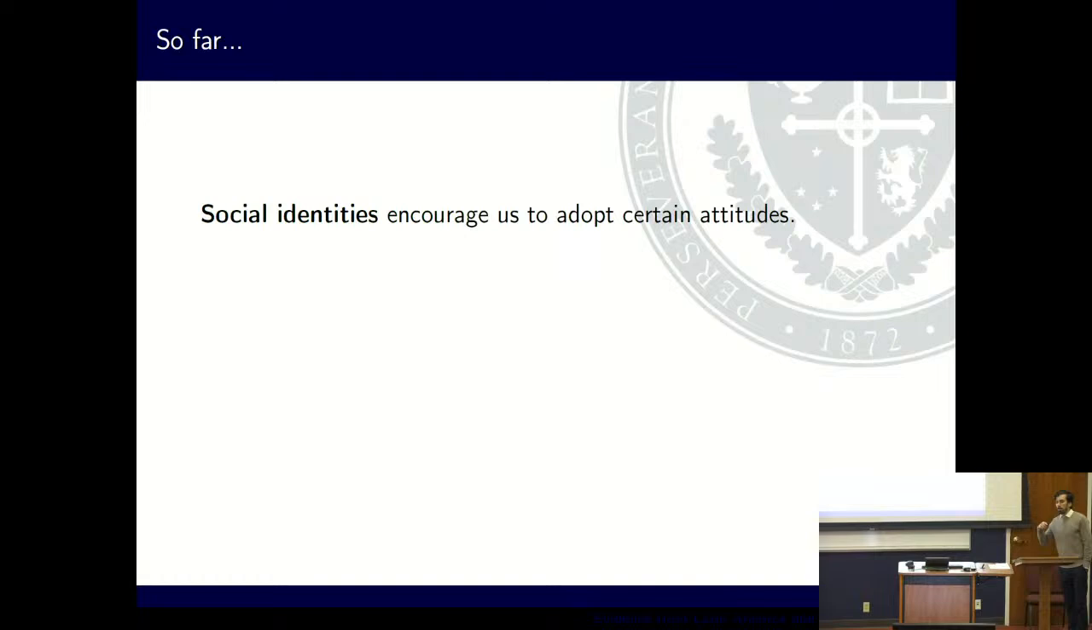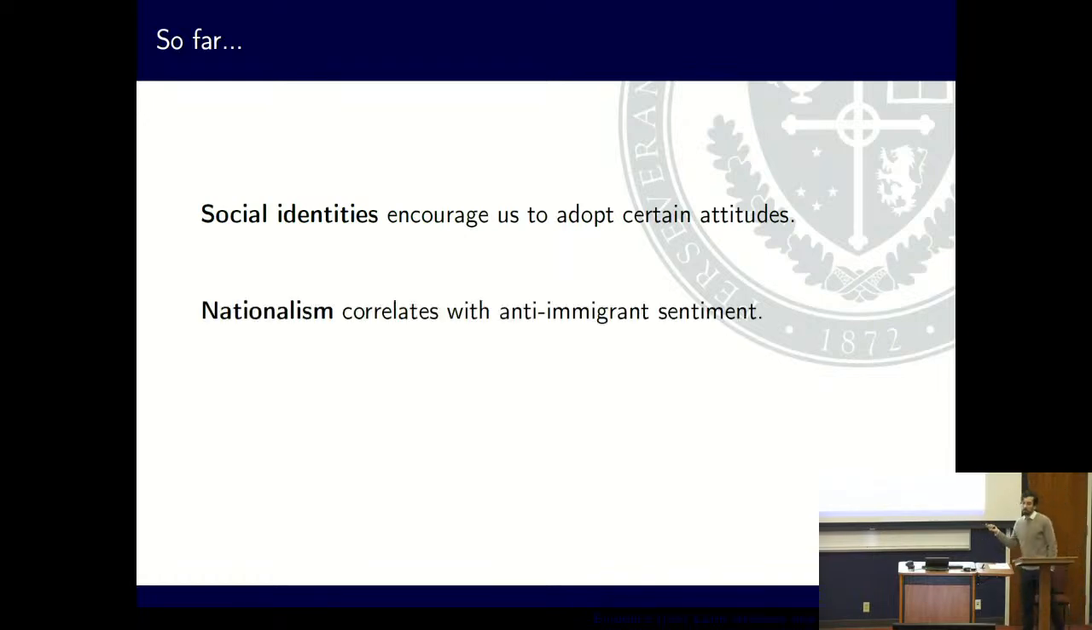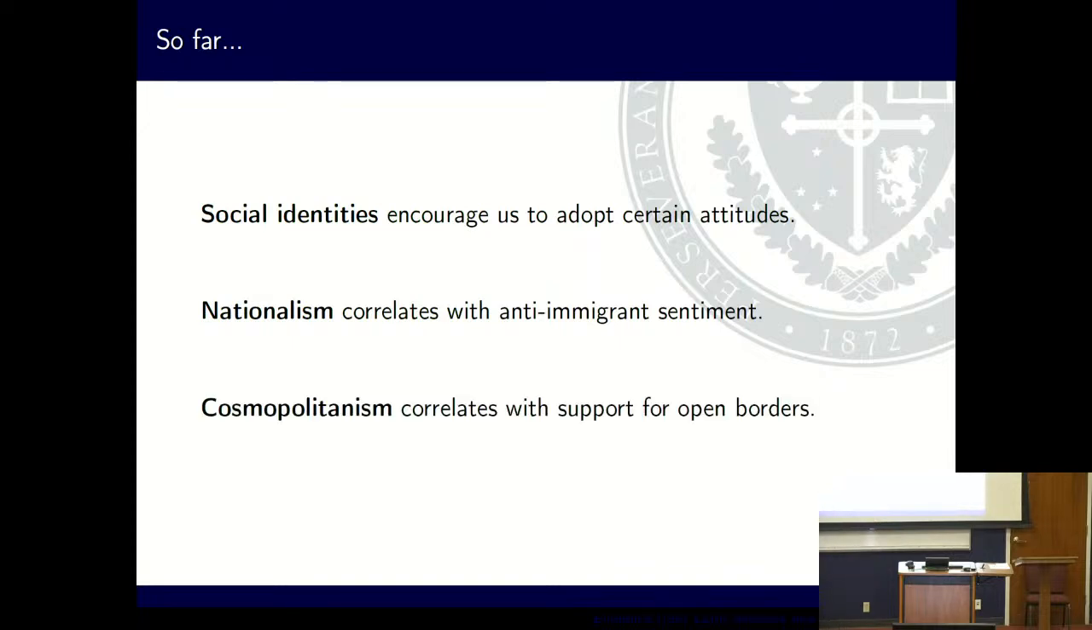So just to make sure we're all on the same page here, social identities matter. We all have them. National identities of the exclusive variety correlate with anti-immigrant sentiment, and cosmopolitanism correlates with support for open borders. This is pretty uncontroversial in my field.